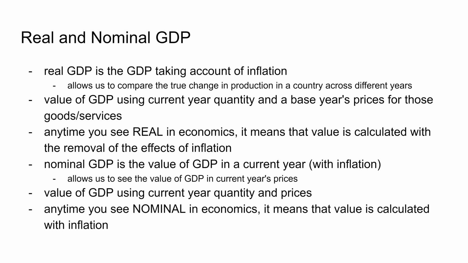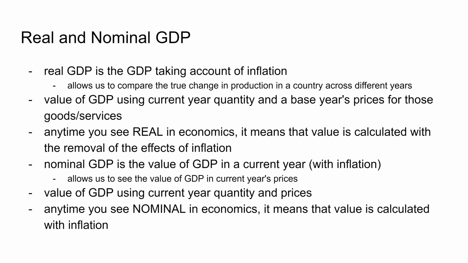And now we're going to talk about real and nominal GDP. So the real GDP is the GDP taking account of inflation. This allows us to compare the true change in production because we're using the same prices from a base year. The value of real GDP uses the current year quantities and the base year's prices. And the base year is not really a specific year. For a specific problem, they'll tell you, for example, 2005 is the base year, calculate the real GDP.